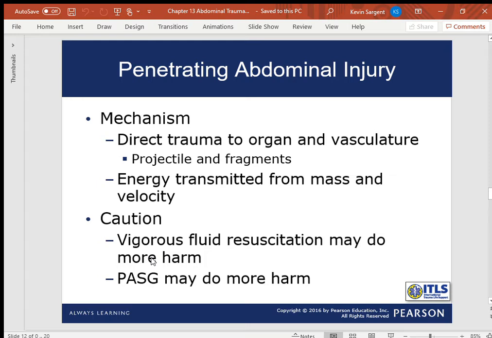Pneumatic anti-shock garments have some limitations. One, if someone is pregnant, you can put them on. However, you only inflate the legs and not the abdomen. If someone has any type of abdominal trauma, you inflate the legs and not the abdomen. But generally, they shouldn't be considered much with any type of abdominal or chest trauma.